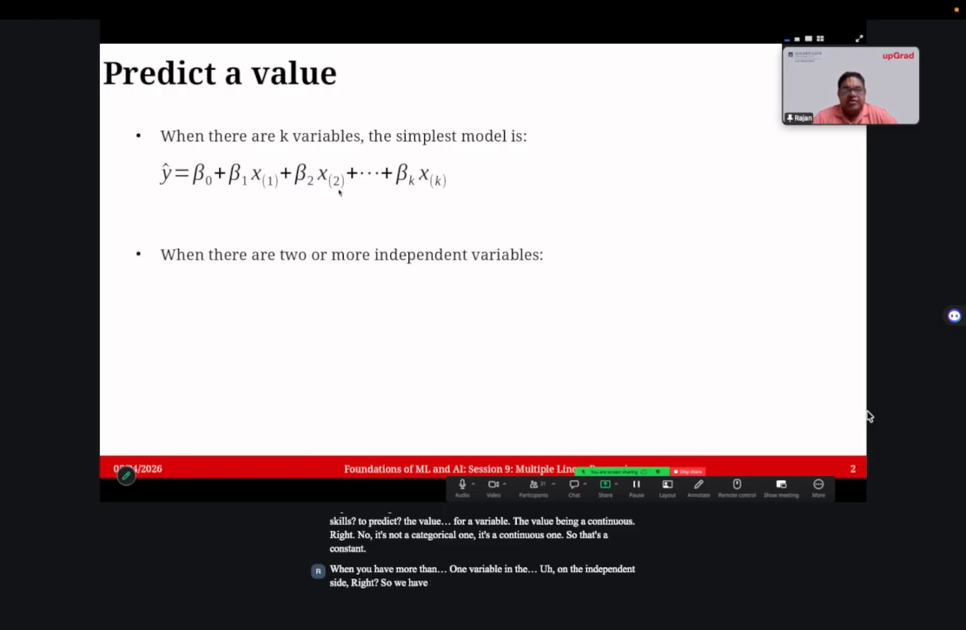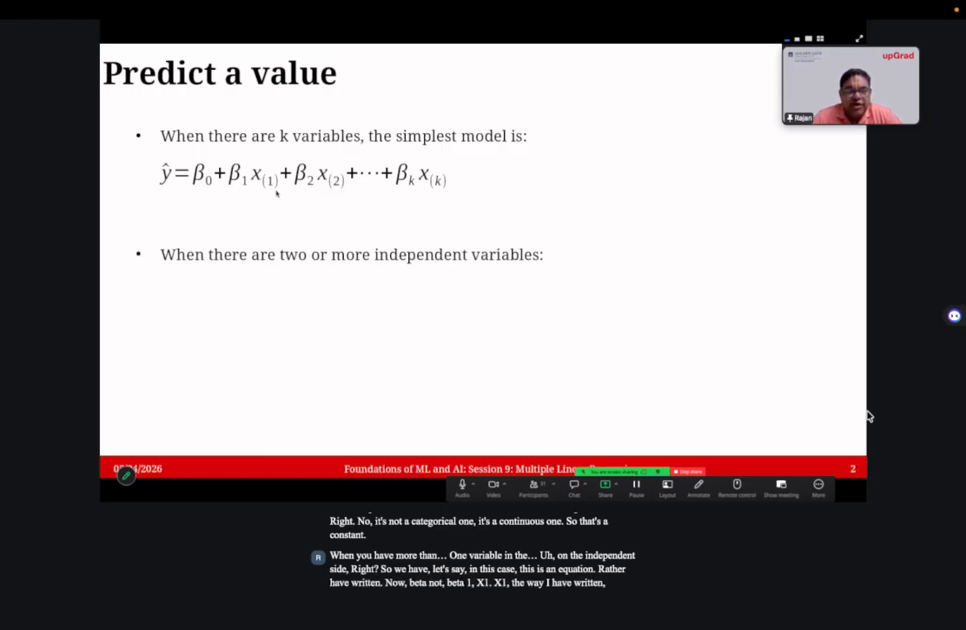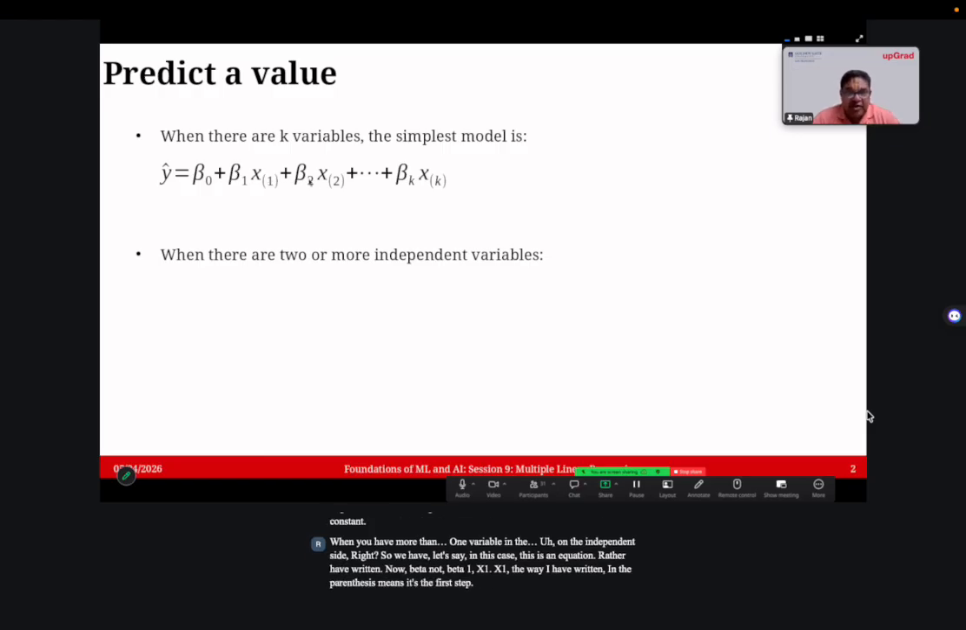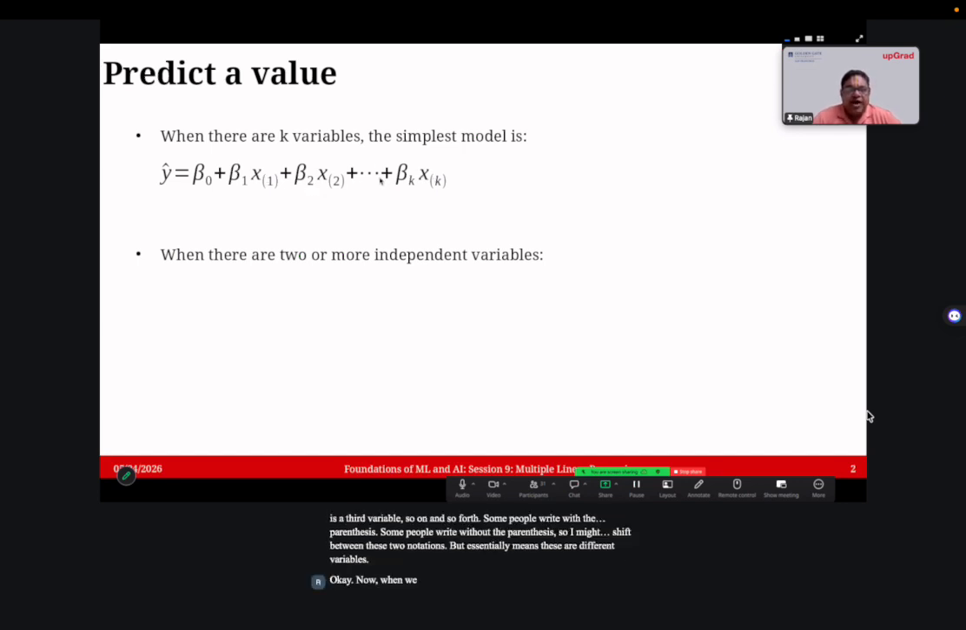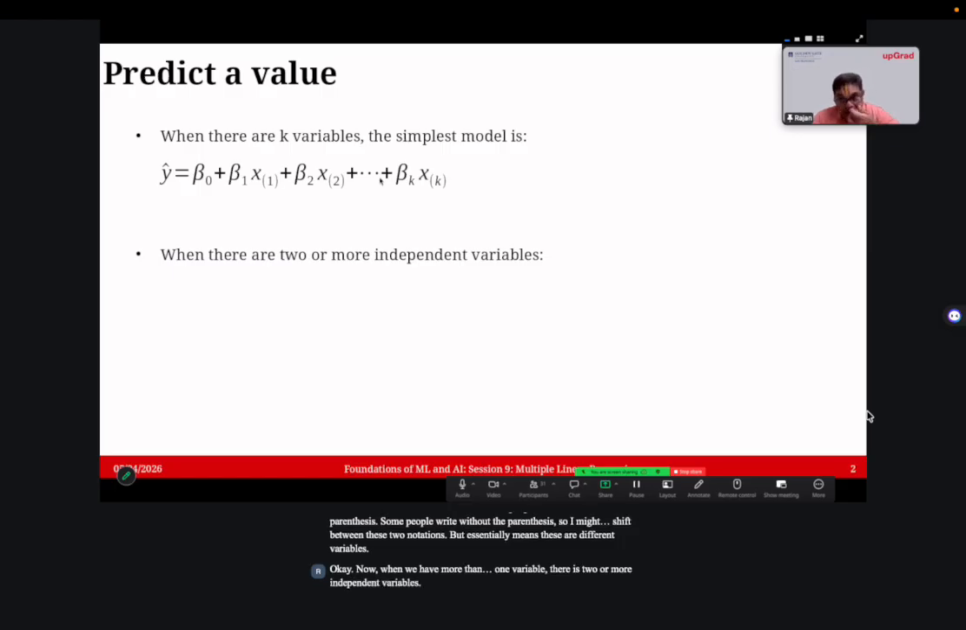When you have more than one variable on the independent side, we have, let's say in this case, an equation where I have written beta naught, beta 1, x1. X1, the way I have written with the parenthesis, means the first variable, this is a second variable, this is a third variable, and so on and so forth. Some people write with the parenthesis, some people write without the parenthesis. So I might shift between these two notations, but essentially these are different variables. Now, when we have two or more independent variables, there are multiple challenges that arise.